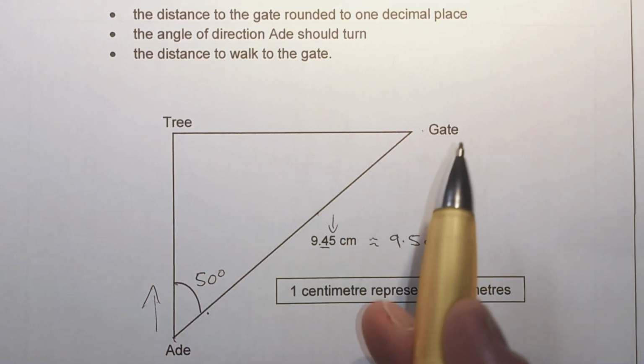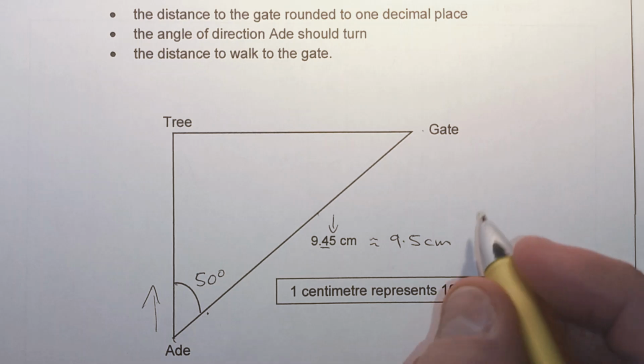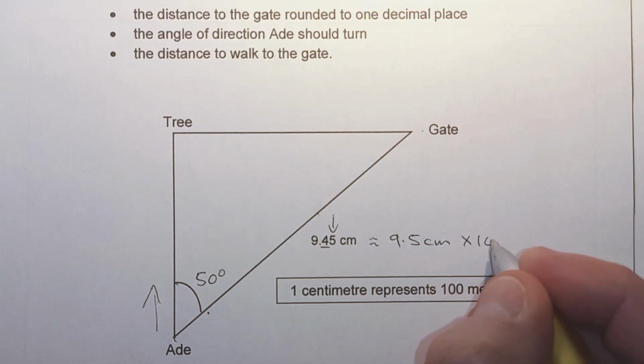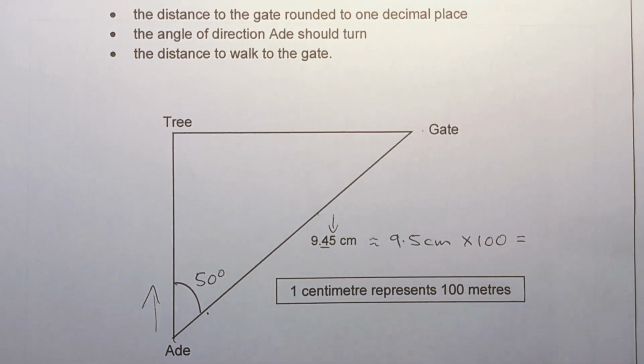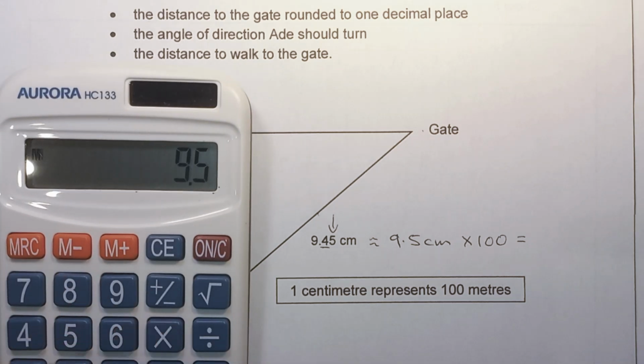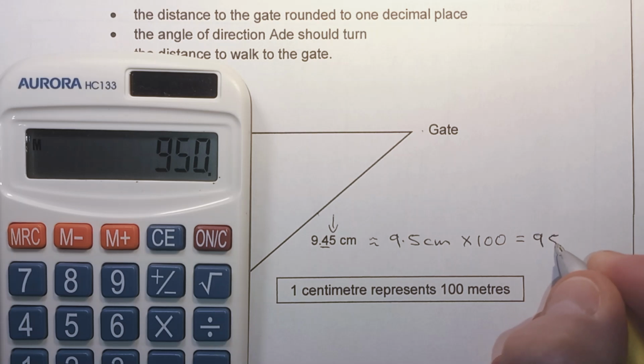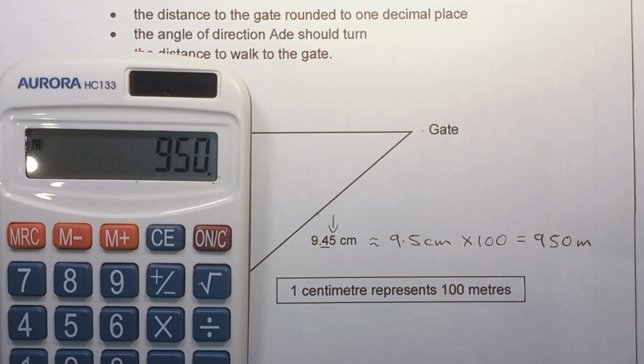And they want the distance to walk to the gate. Okay, so we know 9.5 centimetres is on the drawing, but it says 1 centimetre represents 100 metres. So if we multiply this by 100, that's going to be 950 metres.